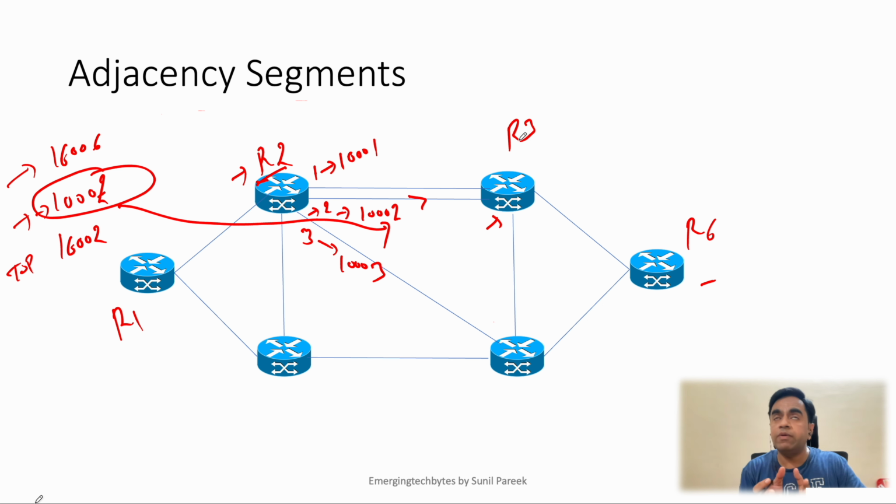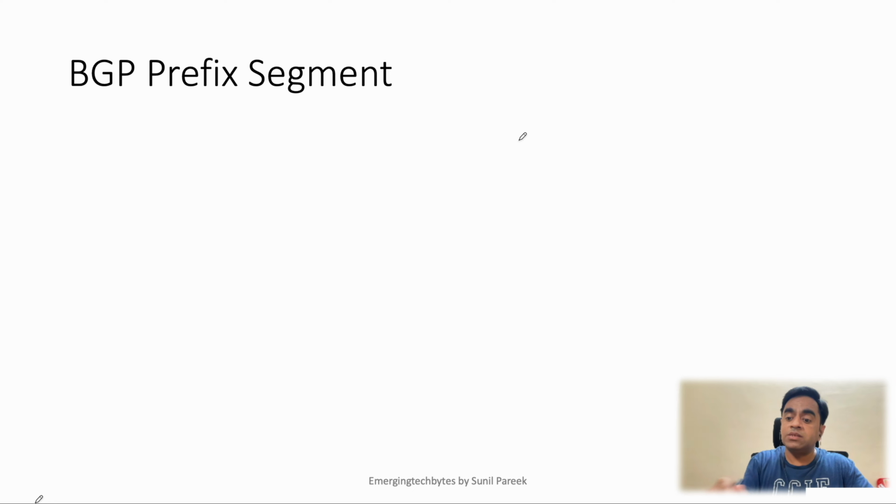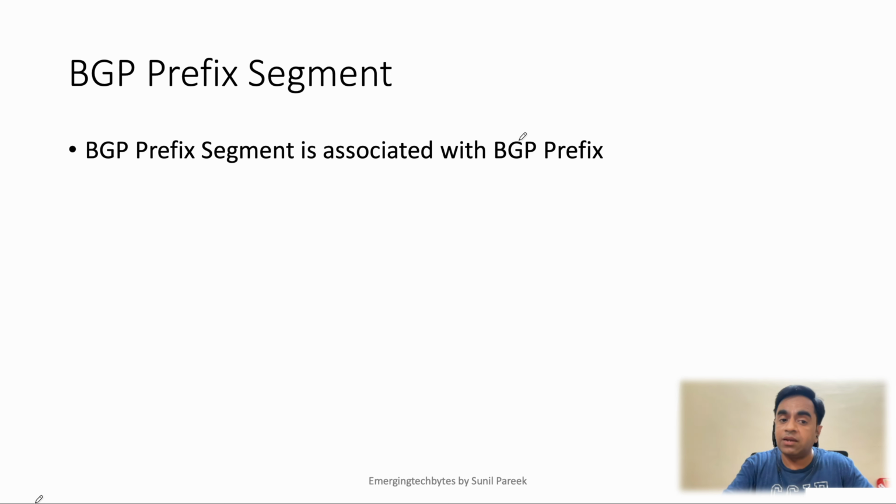So far we have talked about prefix SID, then node SID, then Anycast SID, and now adjacency SID. Is that it, or are there more types of SIDs available in segment routing? Well, yes, there are more, which is the BGP prefix SID. These are the SIDs which are associated with BGP prefixes. But I think for this video, this is enough. We will talk about BGP prefix SIDs in some future lectures.